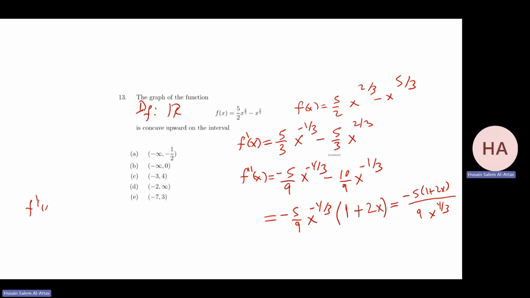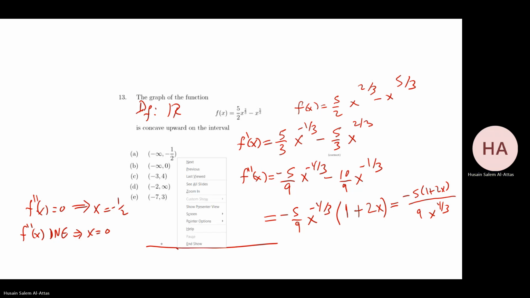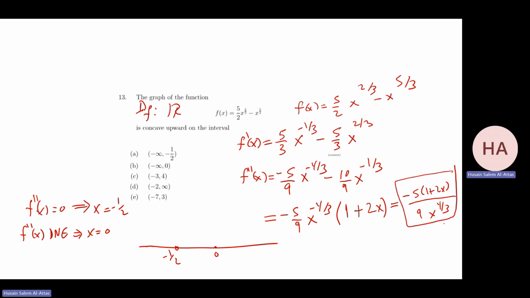So I have f double prime. f double prime equals 0 gives me x equal minus half. f double prime does not exist gives me x equal zero. I have minus half and zero. And they want to apply it in this one. Notice this is always positive, because the power is even. I mean, x to the power 4 over 9 is positive. So what makes the effect? This one times the minus. Take minus 1, that will be negative, times negative. The rest is positive, that will be positive. Minus half to 0.